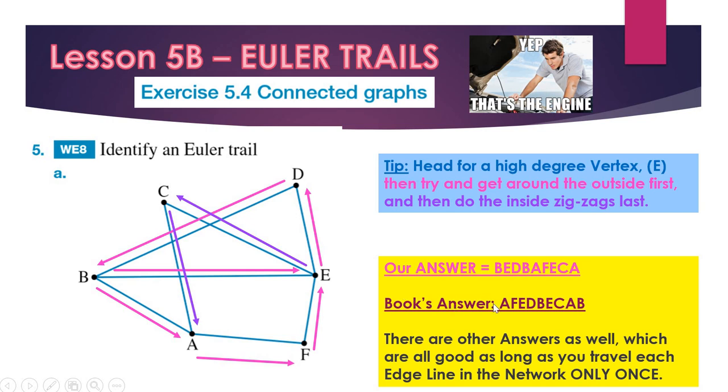Now the book did a different one. They started at A and they went AFE, so they kind of went along the bottom here, got along to E, which was the high degree one, and then they worked from there. But both answers are okay. So there's other answers as well. So remember, there's often more than one answer for it.